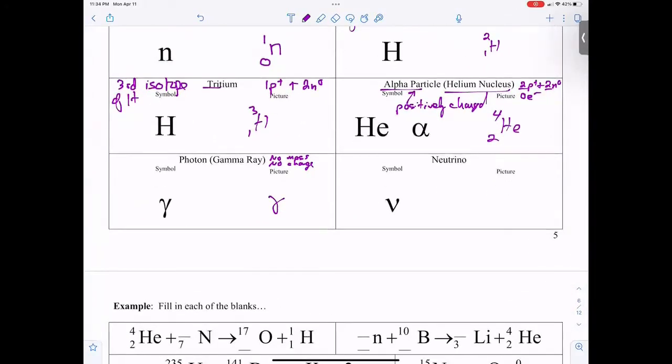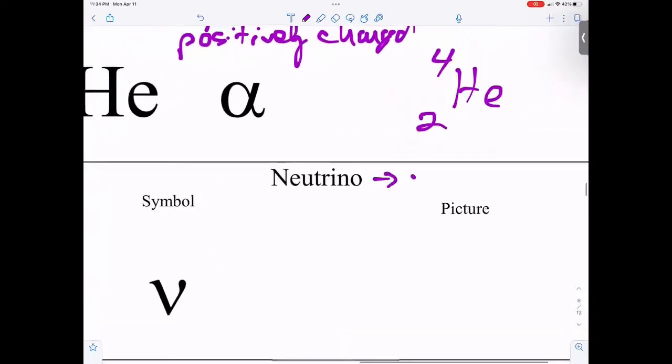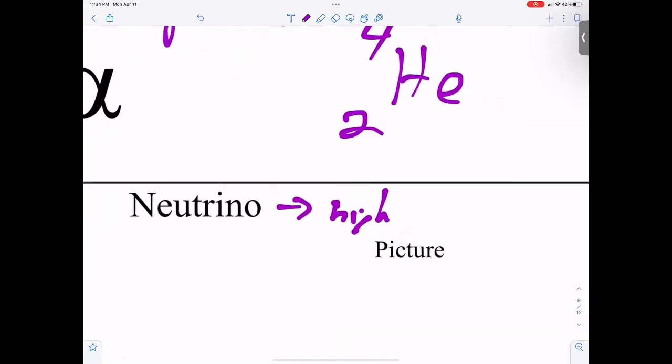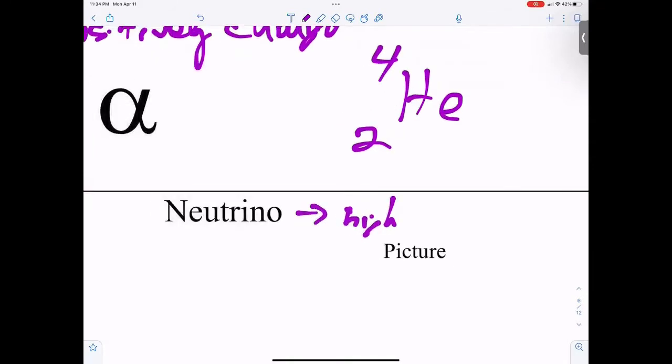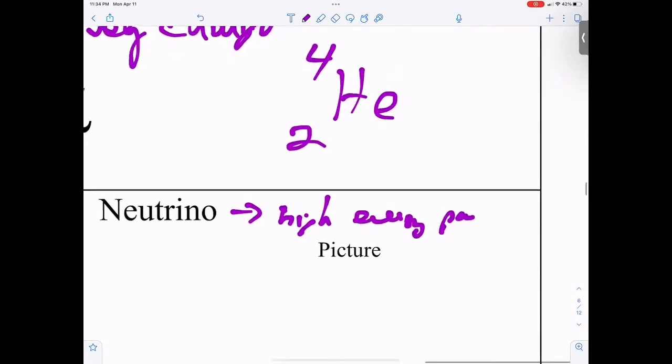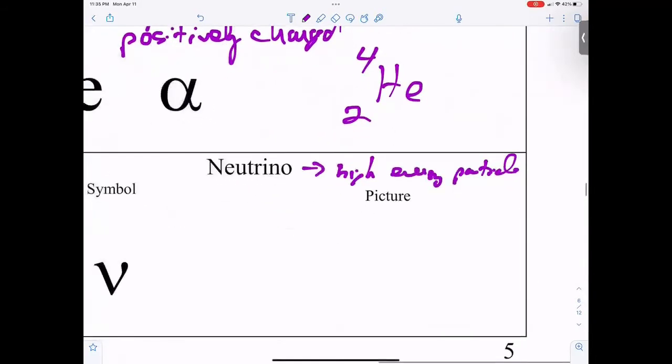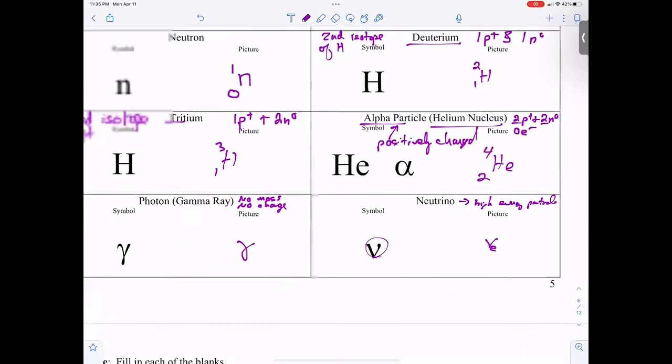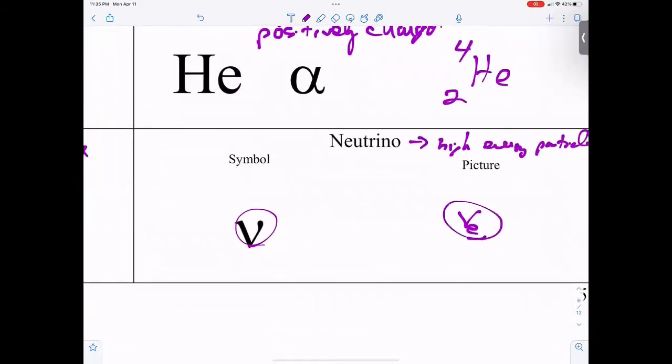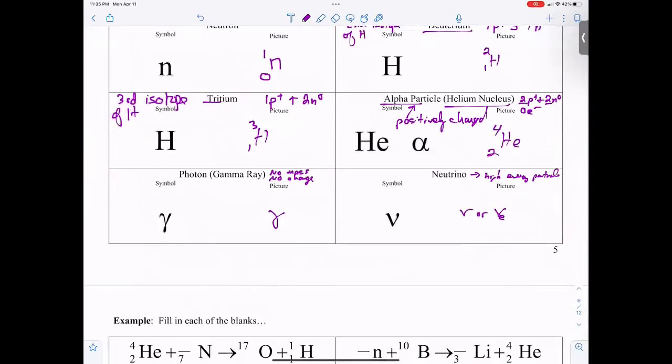And a neutrino is basically a high energy particle that is released during beta decay reactions. You're going to see that happen later on. So it's just a very high energy particle, and it also has no mass and no charge. You'll see it written as a symbol that looks like a V with a little e attached to it, because it's released along with beta particles, and beta particles are electrons. Hence the little e there. But sometimes I've seen the symbol as just a V. So a V or a V sub e would be how we can describe that.